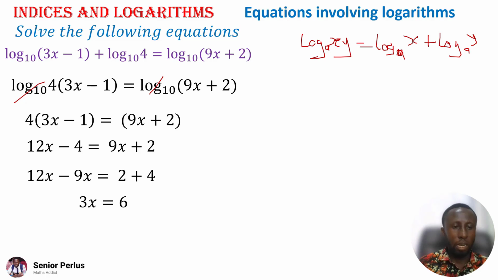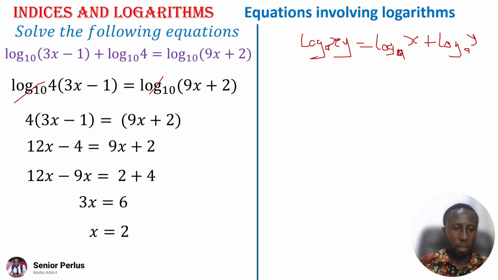Then you divide both sides by 3. Then our S is what? 2 times 3 divided by 3, our S is 2, which is 6 upon 3. Very interesting.